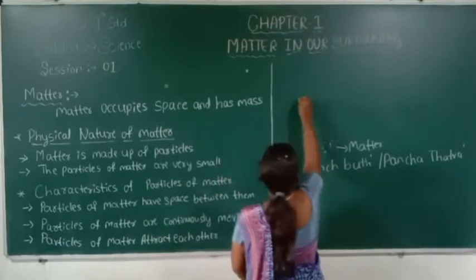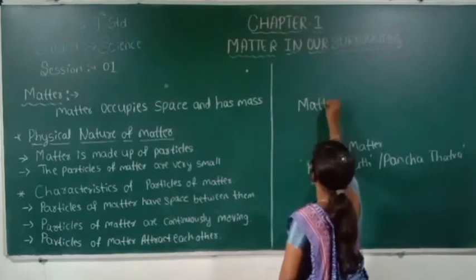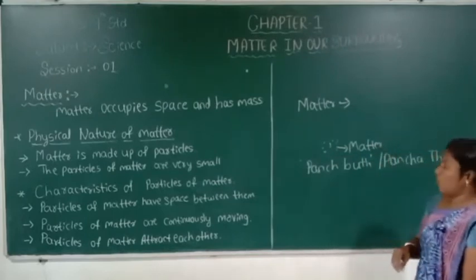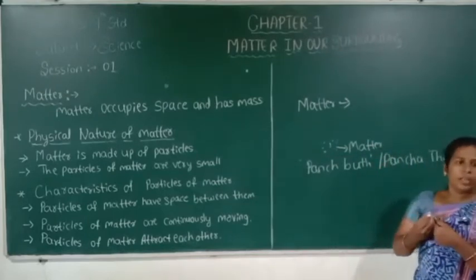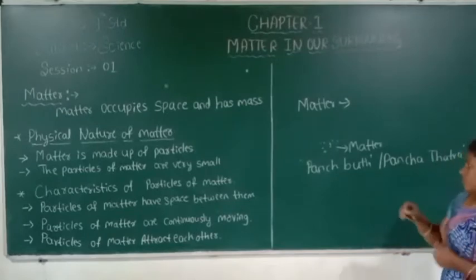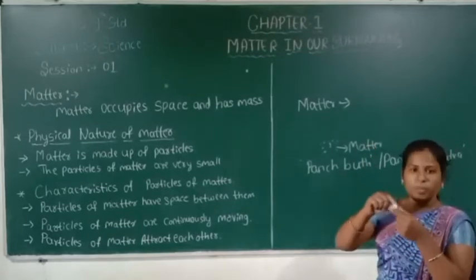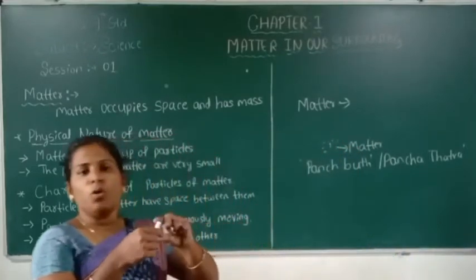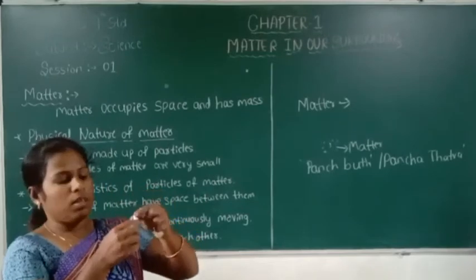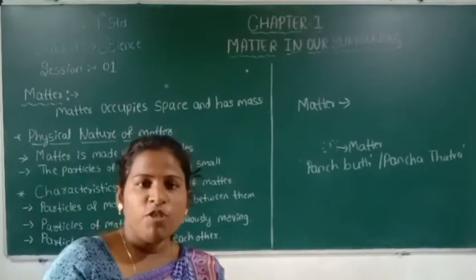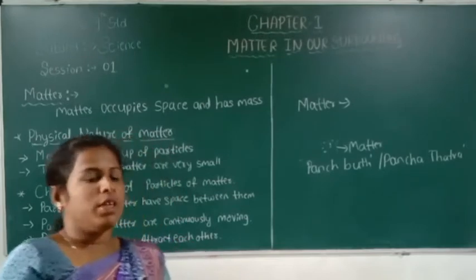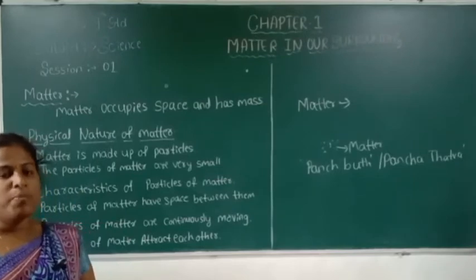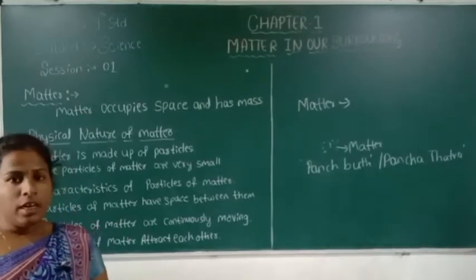in matter, the particles are very small. Either they may be visible or not visible. For example, in this chalk piece, we see only the main outer look. But when I make it into a fine powder, it is not visible. We can't see the inner particles of the chalk piece. And an organism.